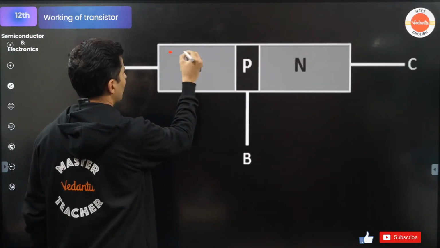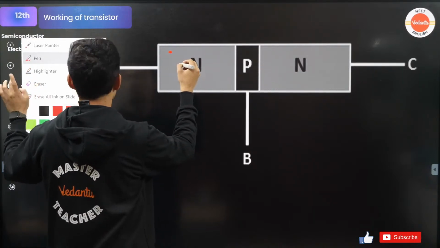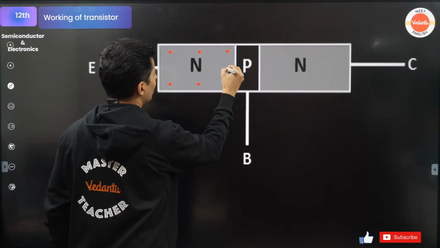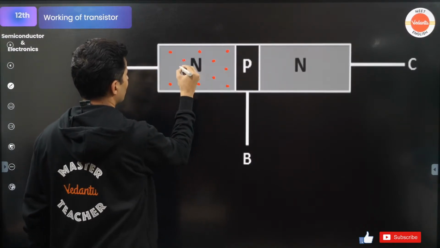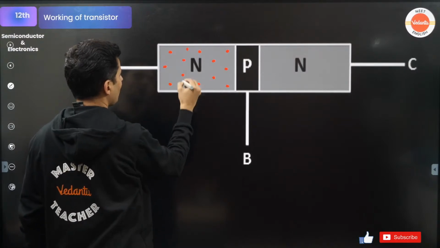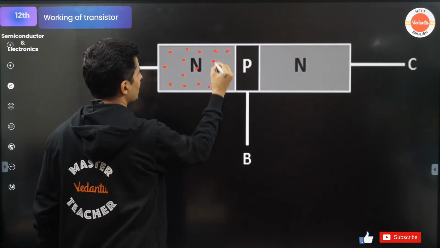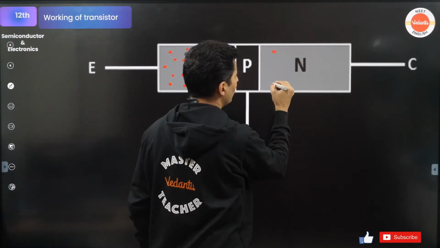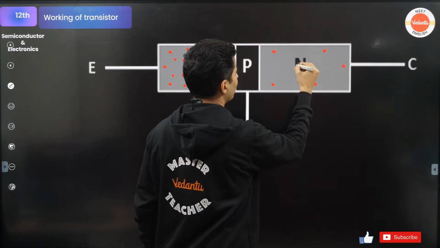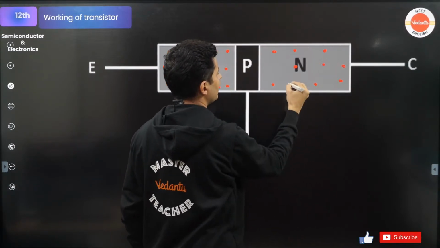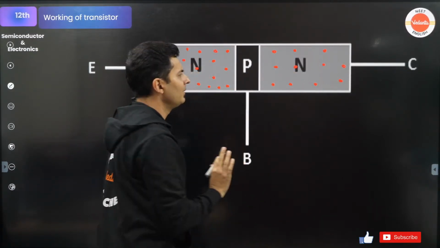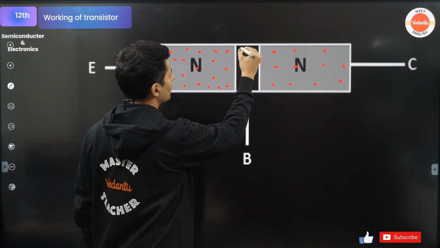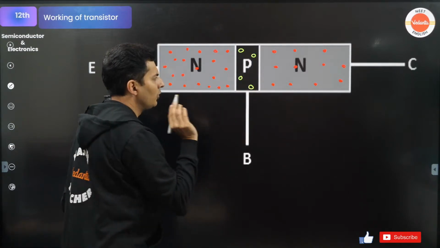So there are lots and lots of electrons. Let me put red dots for electrons. This is the emitter, so a lot of doping will be there, which means lots and lots of electrons over here. Now this is the collector, not so heavily doped, decently doped over here. And lastly, the holes on the P side, which is connected to the base. Very few holes over here.